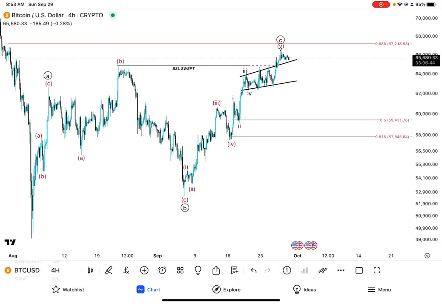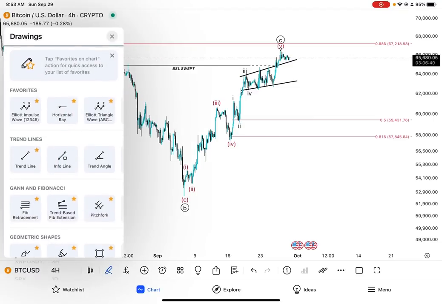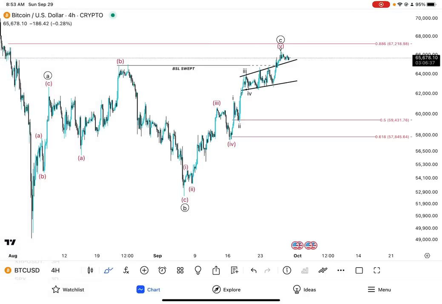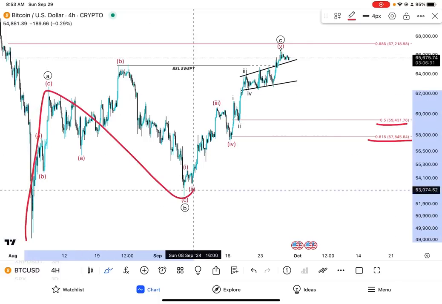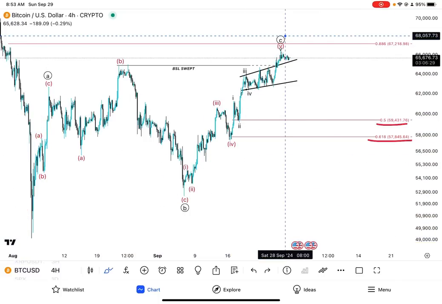Now, what I would be expecting, my personal bias, is that as long as we're below 67,218 on the daily time frame on a closing basis, then it's likely we're going to come down towards the 50 to 61.8% fib. Lose the 50 and 61.8% fib, then it likely means that this was an ABC and not an impulsive move to the upside.